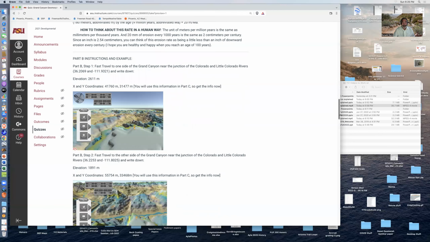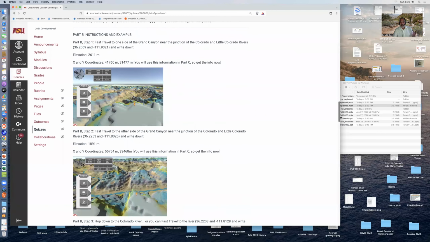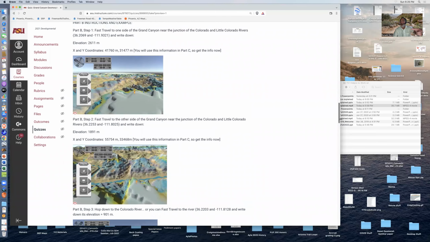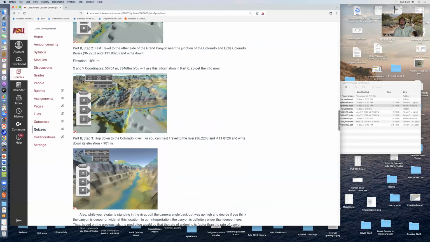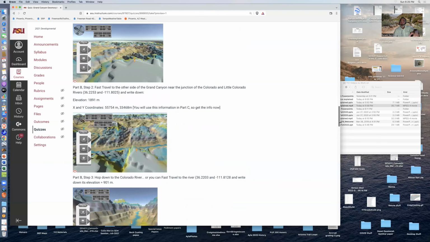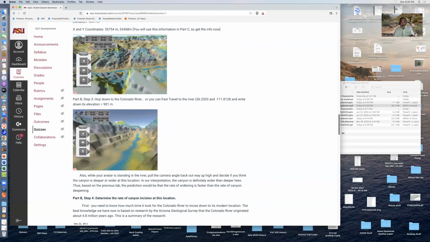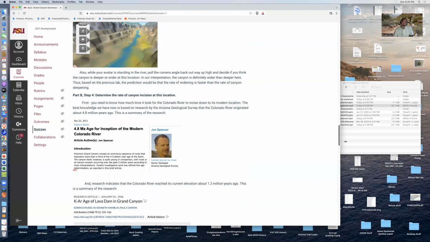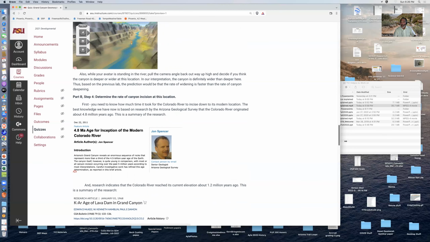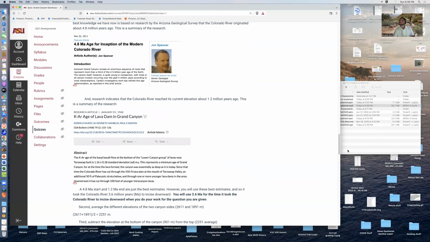And then you get taken to 2 sides of the Grand Canyon, 2 rims of the Grand Canyon, and the river in between. And what you'll do is you'll measure the elevation of the 2 rims of the Grand Canyon and what are called the X and Y coordinates inside the game. And you measure the elevation down in the bottom of the canyon. So that gives you the information you need to calculate the rate of incision and the rate of widening with a little bit of extra information.